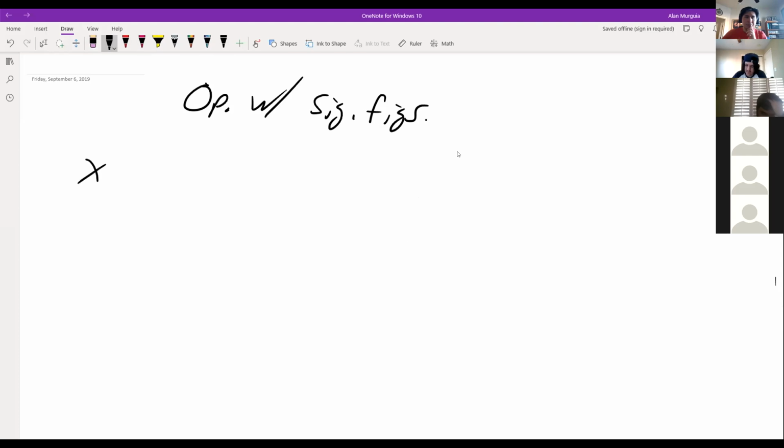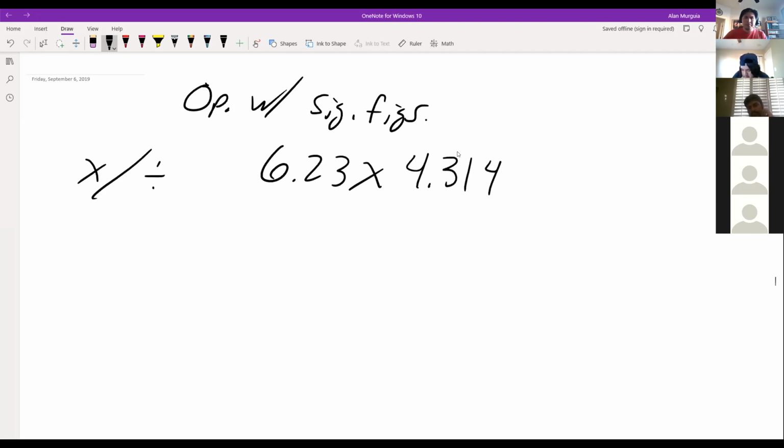So let's say we want to multiply or divide, right? Let's take, for example, 6.23 times 4.314. In this one, how many sig figs does my final answer need to have? 3. And why 3? It's the number with the smallest amount of significant digits. Right. This one has 3 and this one has 4, so our final answer must have the lowest amount, which is 3, right?